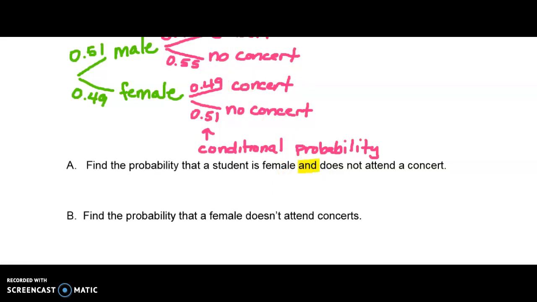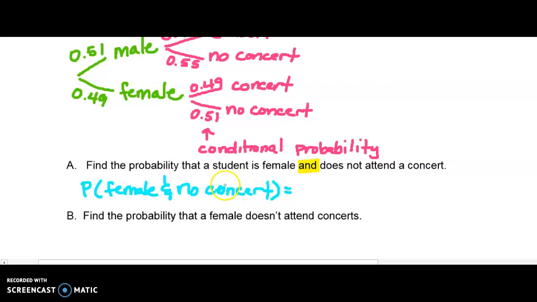Okay, so this is an "and" probability, so let's see how you did. So this would be the probability of being female and no concerts for you. That would have been me. I didn't go to concerts since when I was in school.